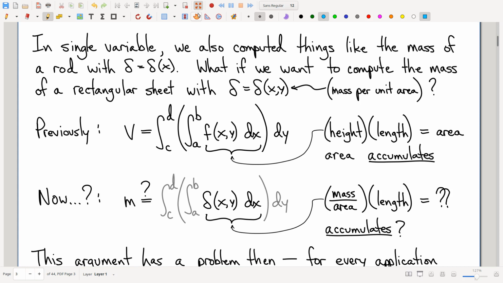Let me walk you through why. Let's look at what we have right here. When we were computing volume under a graph, this being looking at a graph, that was our height.